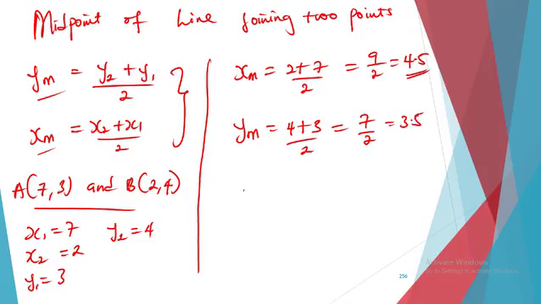So the midpoint of this line is what? Remember, you write x first. You have 4.5 comma 3.5, and that's just the answer.